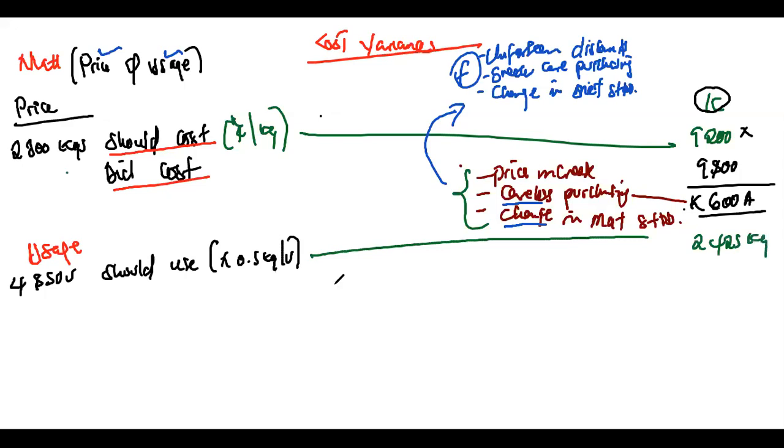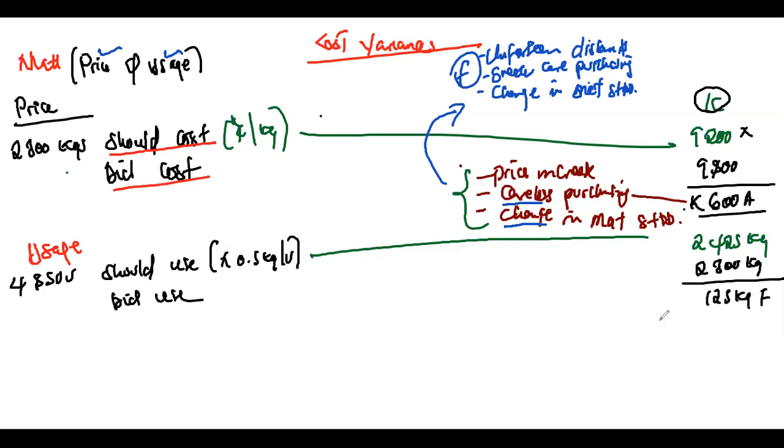Now, in reality, they did use how many? 2,300 kgs. Is it a good thing or a bad thing? It's a good thing, because they used less than the budget by how much? 125 kgs. Favorable.